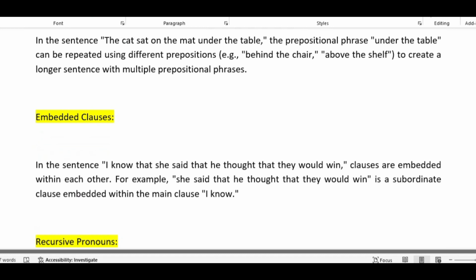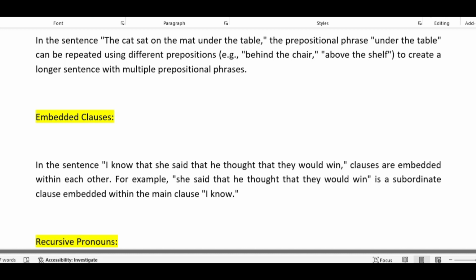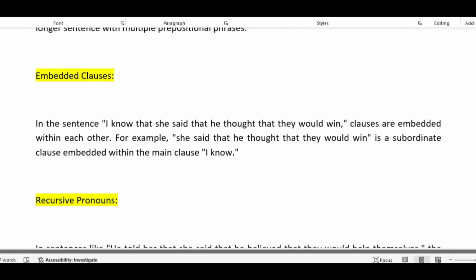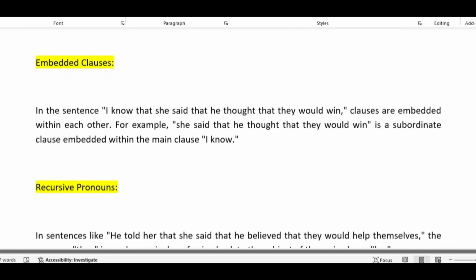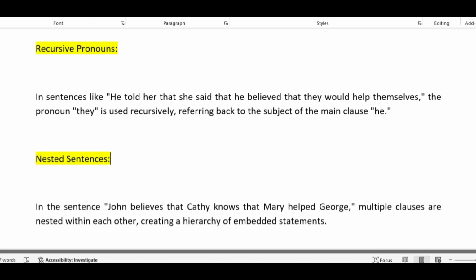Now listen, I know that she said that he thought that. Three things are embedded within the main clause. This is what embedding or embedded means. Clauses are embedded within each other. For example, she said that he thought that they would win is the subordinate clause embedded within the main clause. It means the main clause contains other clauses within it, which are the embedded clauses.